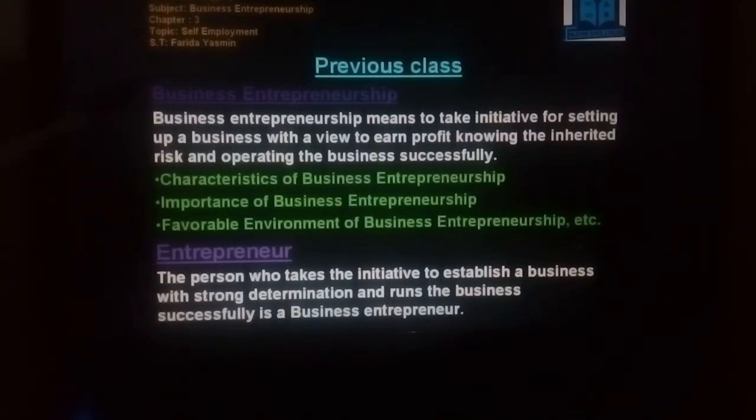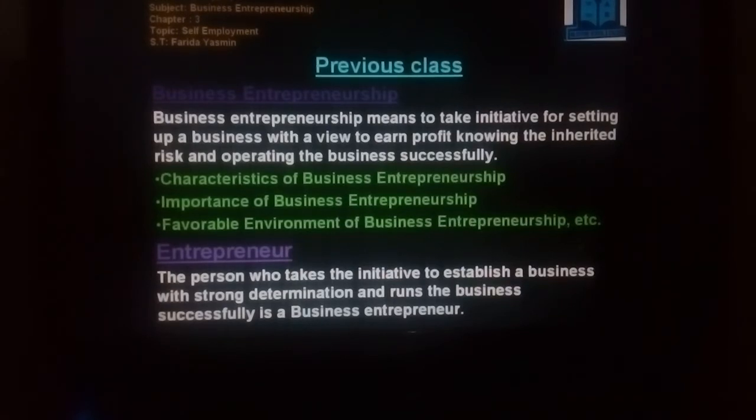Business entrepreneurship means to take initiative for setting up a business with a view to earn profit, knowing the inherited risk and operating the business successfully. And an entrepreneur means the person who takes the initiative to establish a business with strong determination and runs the business successfully is a business entrepreneur. I hope there is not any problem related to chapter 2.